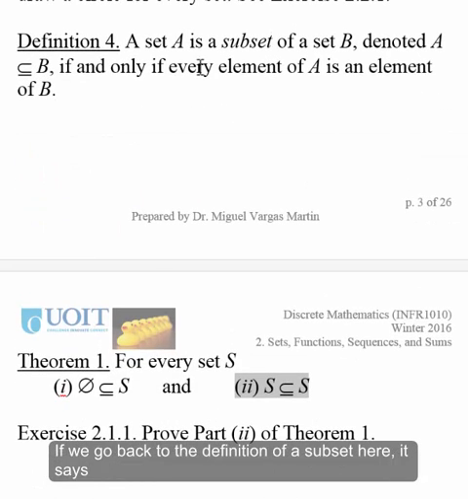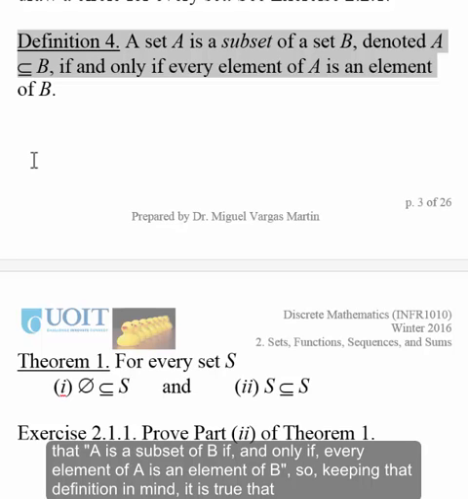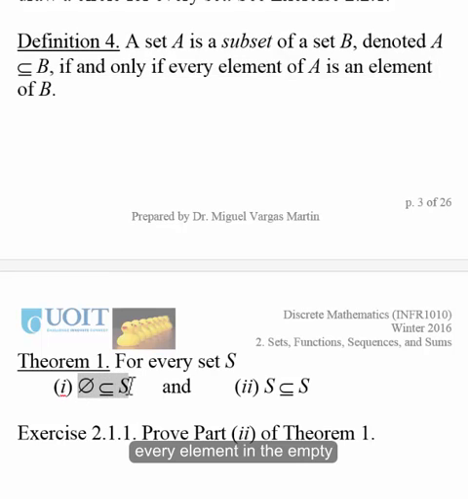If we go back to the definition of a subset, it says that A is a subset of B if and only if every element of A is an element of B. So keeping that definition in mind, it is true that every element in the empty set, there are no elements, is an element in S. Yes. And every element in set S is in S, of course.